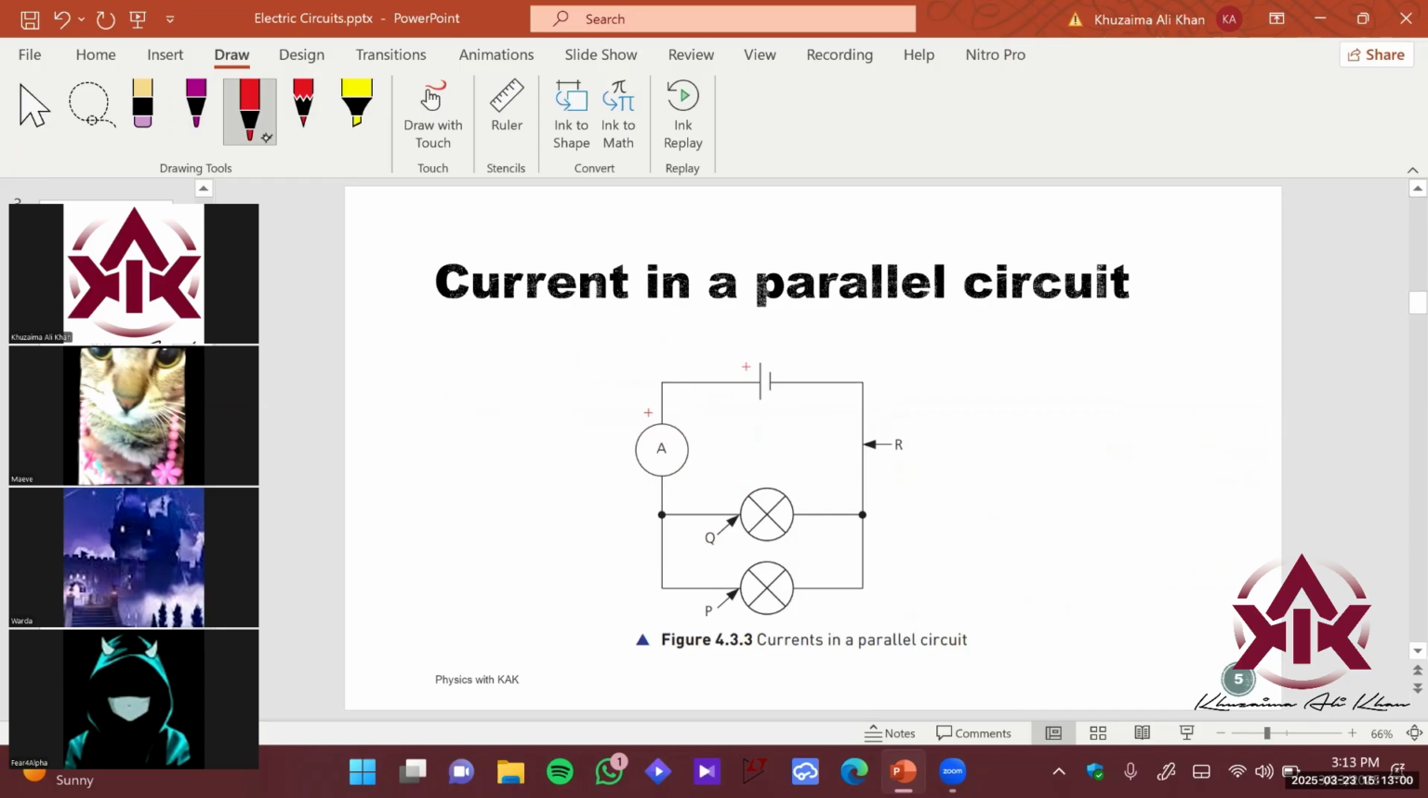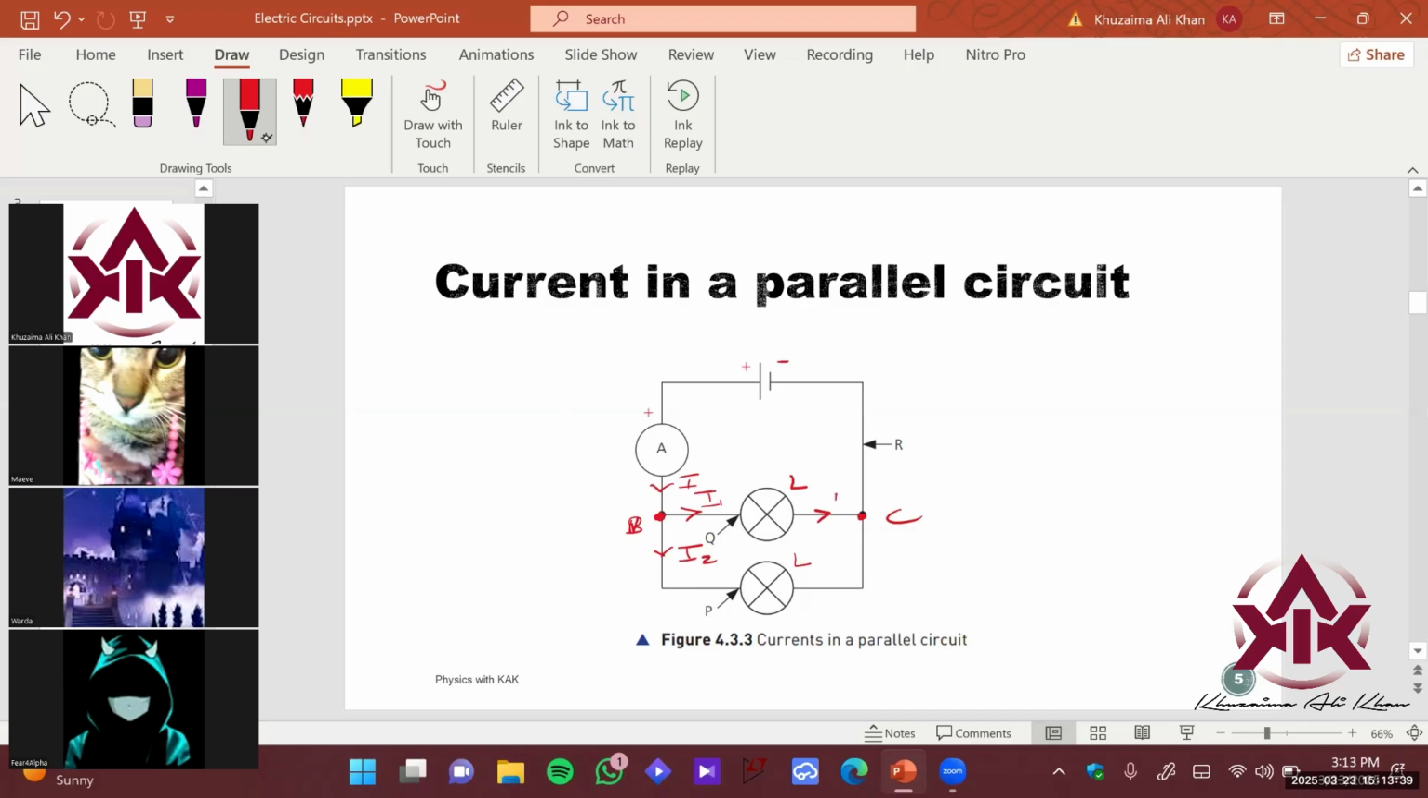You have a cell over here and an emitter placed, and you have two lamps, lamp Q and lamp P, placed parallel to each other, right? So you can imagine that the current comes over here. Current flows from positive to negative, and then at this node, let's say this is node B, and this is node C. At node B, it sees it has two directions to pass through, so the current is going to divide here. And we have seen which law does that. It is Kirchhoff's current law, right?